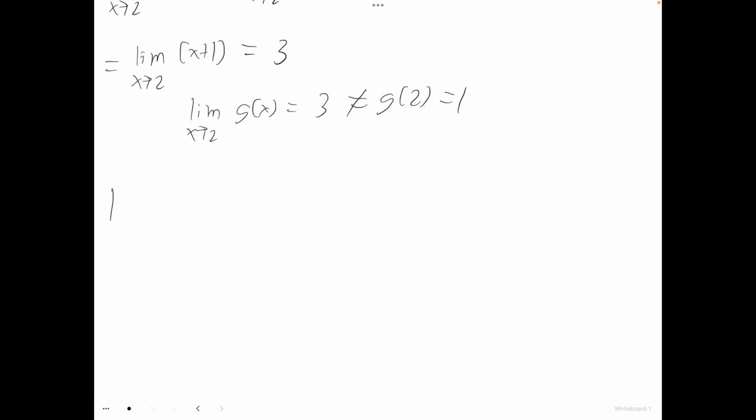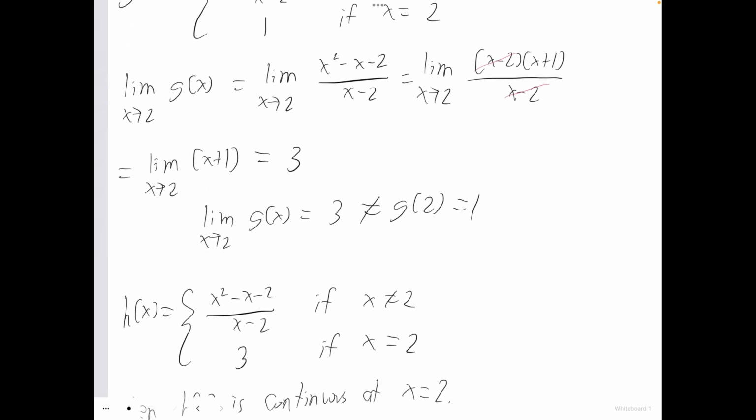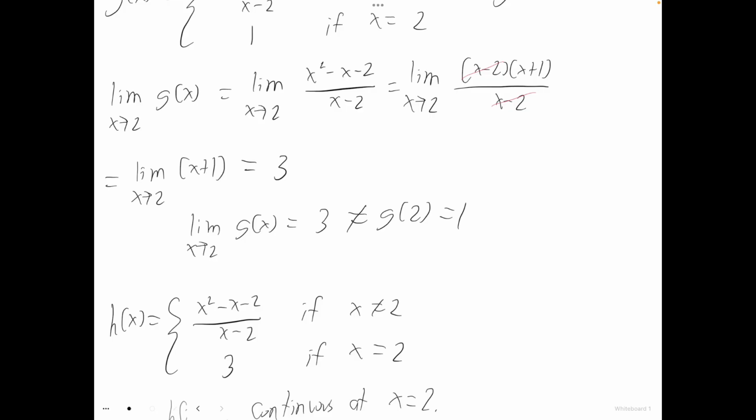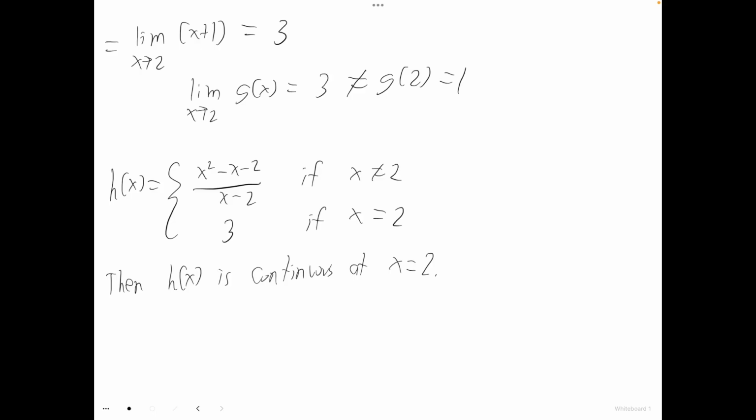However, if we changed it slightly and just said h of x is going to be x squared minus x minus 2 over x minus 2, if x is not 2, and 3, if x is equal to 2, then this function, h of x, is continuous at x equals 2. Because in that case, the limit would be the same. All I did is just change the 1 to a 3 from g of x. And so we know the limit of h of x as we approach 2 would be 3. And that's what the function is actually defined to be.